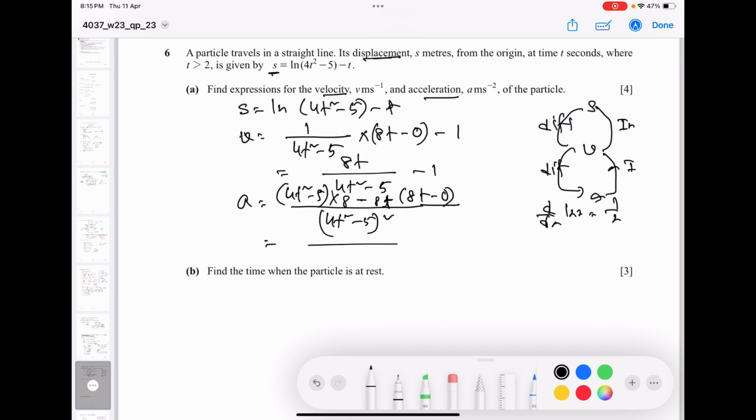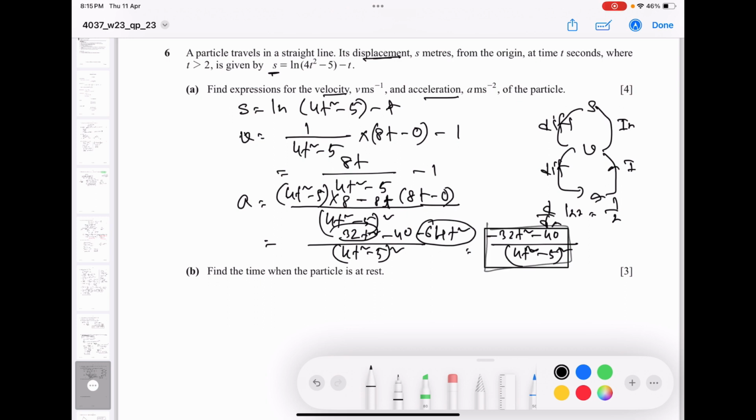Now simplify. Over 4t square minus 5 whole square, the numerator is 32 t square minus 40 minus 64 t square. 64 t square and 32 t square subtracted gives minus 32 t square, minus 40, divided by 4t square minus 5 whole square. So this is the acceleration for this question.